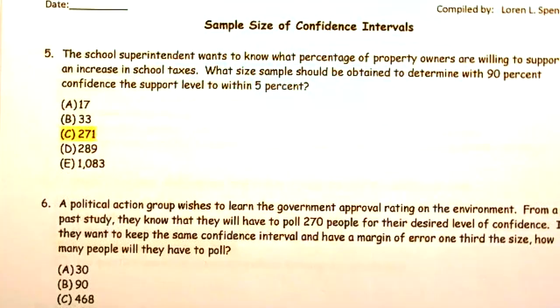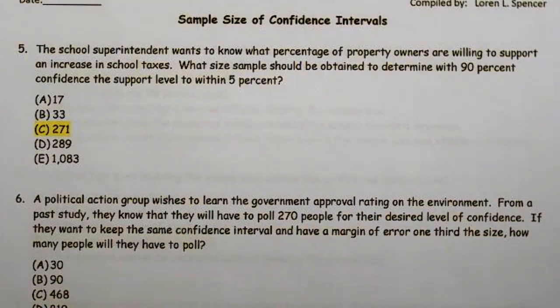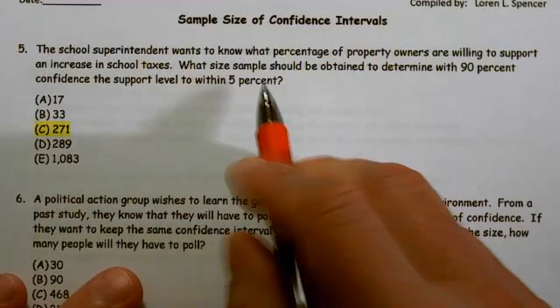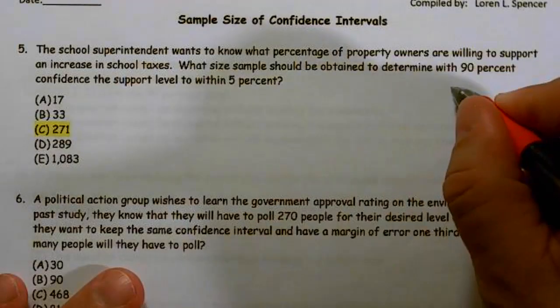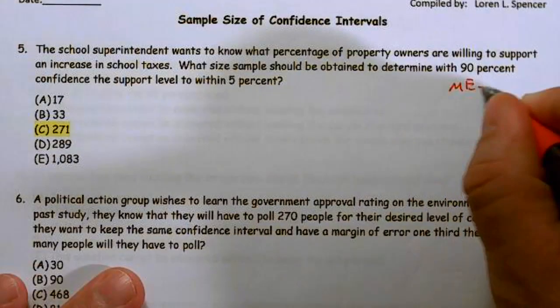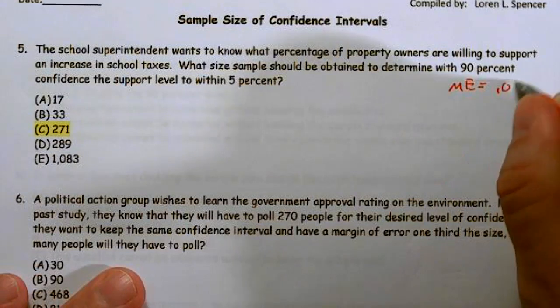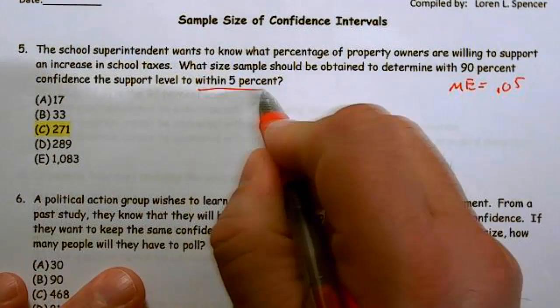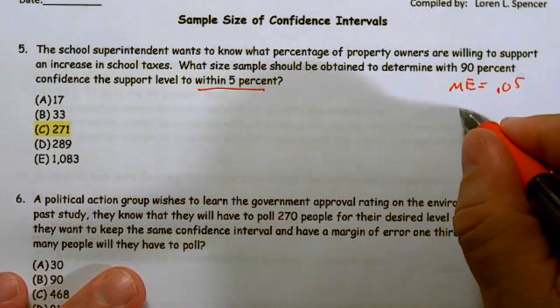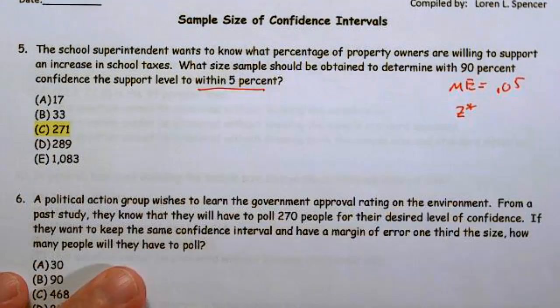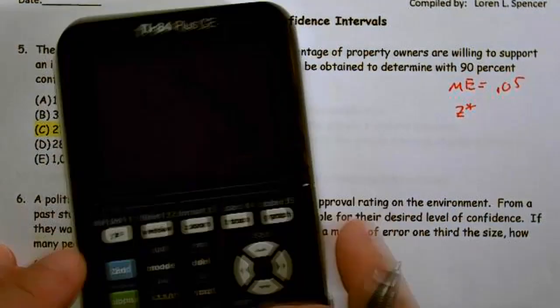Okay, so the school superintendent wants to know what percentage of property owners are willing to support an increase in school taxes. What sample size should be obtained to determine with 90% confidence the support level to within 5%? So they want a margin of error equal to 0.05. That's the 5%. 90%, so we're gonna have to do a Z star based on the 90%.